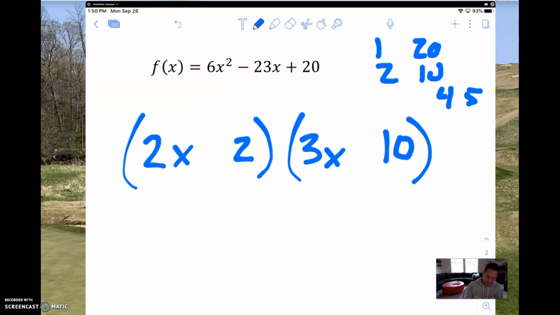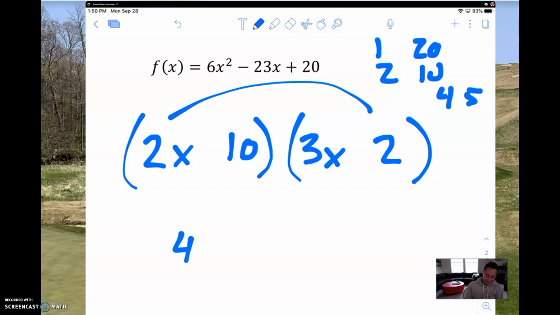Let's go ahead and try the other way, 10 and 2. Check the outside ones, that's going to be 4x. The inside ones, that's going to be 30x. Could 4 and 30 somehow add or subtract to become 23? No. So let's try another one. We know it's not 2 and 10. Let's try 4 and 5.